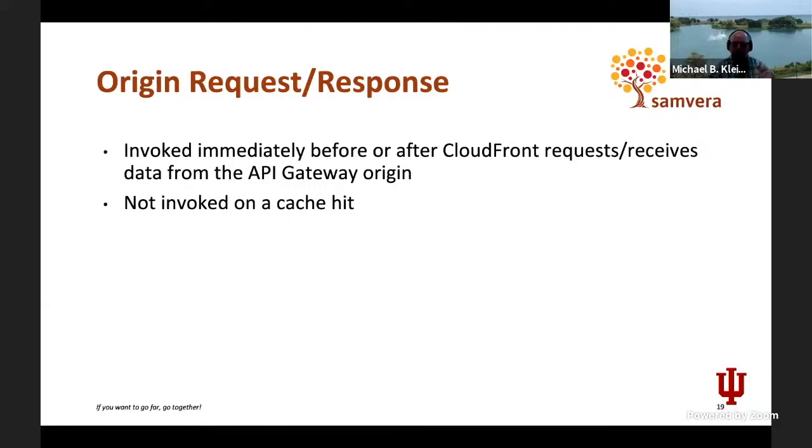The origin response is particularly useful when you want to alter the response such that CloudFront caches the altered version. So the origin response trigger happens before CloudFront caches and writes the response to its cache, but the viewer response happens after that. So you're altering the version pulled out of the cache also. But origin request and origin response are not invoked on a cache hit, which is important. Viewer request and viewer response are invoked on a cache hit.